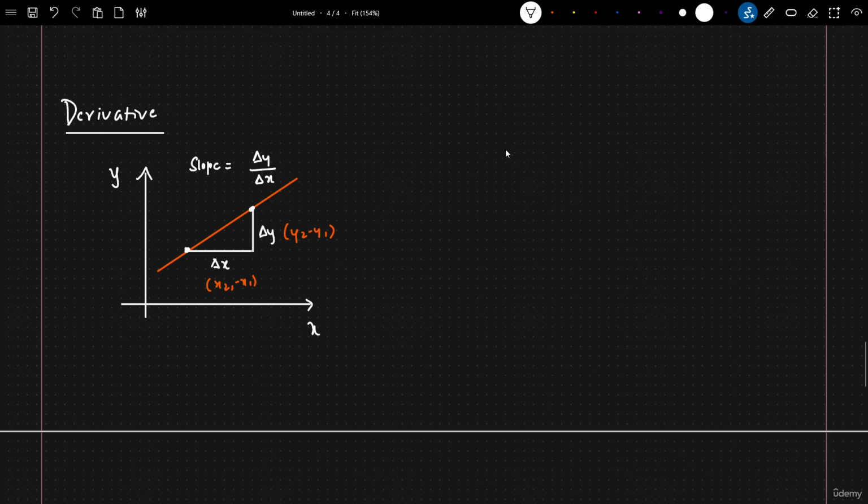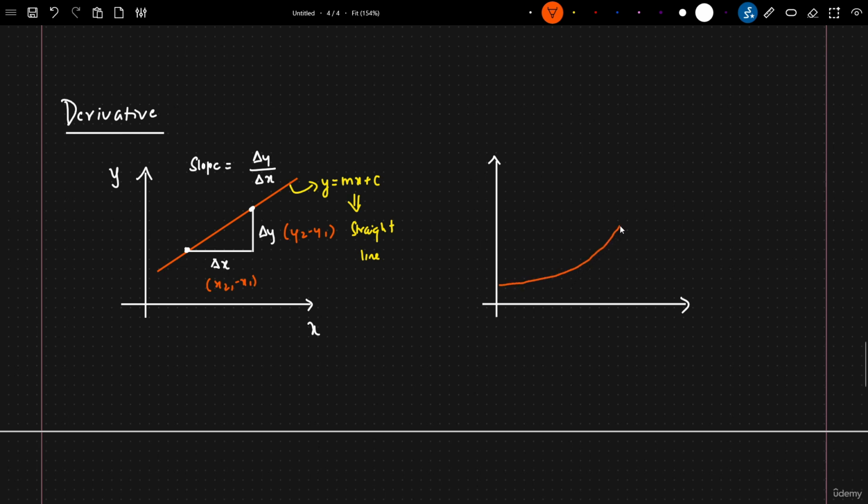But in most scenarios when we work in differential calculus, let's say, in this scenario, I can consider this line as the equation y is equal to mx plus c. With the help of this equation, we get a straight line. Perfect. Now let's consider that instead of this, we have a different kind of curve like this.